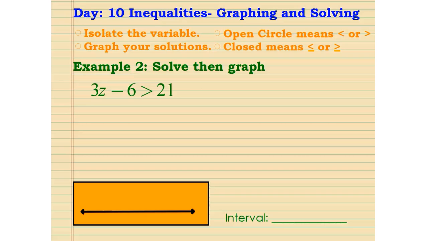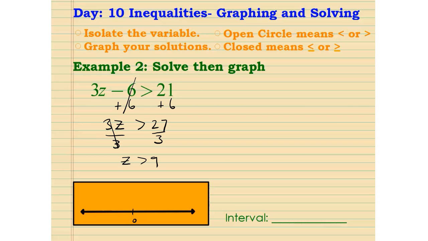Here's our next example. We will undo the subtraction 6 by adding 6 on each side. These add up to 0. 3z is greater than 27. Divide each side by 3. These divide to 1. 1 times z is greater than 9.